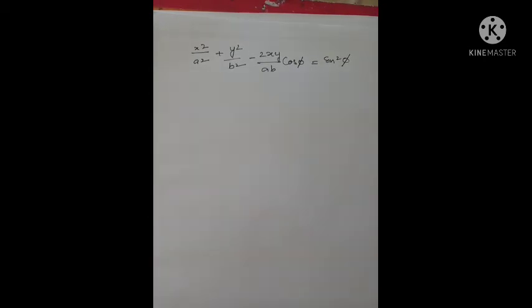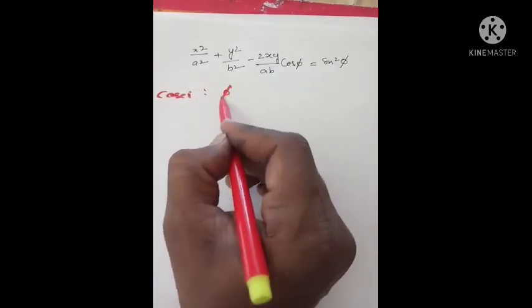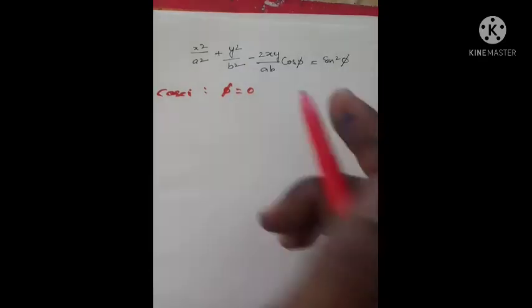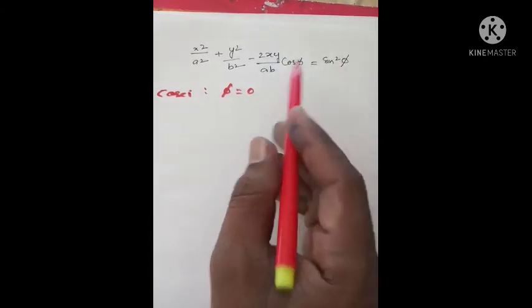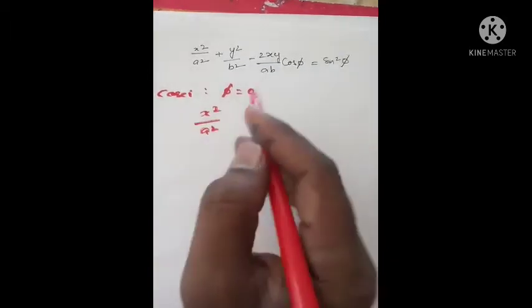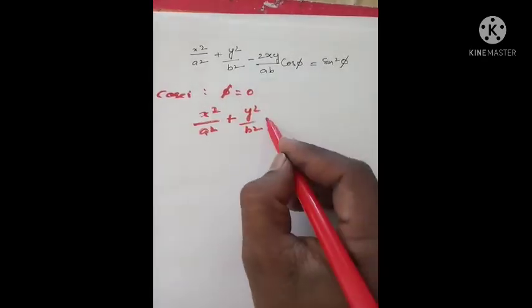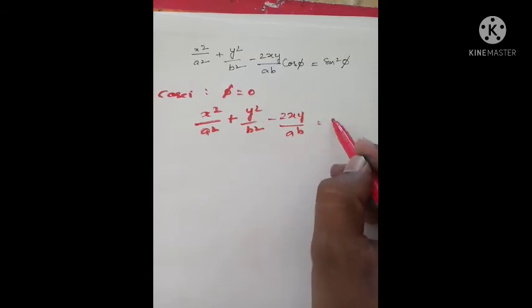Now here, case 1 is when phi equals 0. When phi equals 0, that means there is no phase difference between the two vibrations. Then what happens? If you take phi equal to 0 in this equation, sine phi equals 0 and cos phi equals 1, then x square by a square plus y square by b square minus 2xy by ab equals 0.